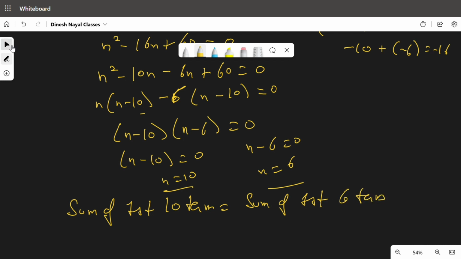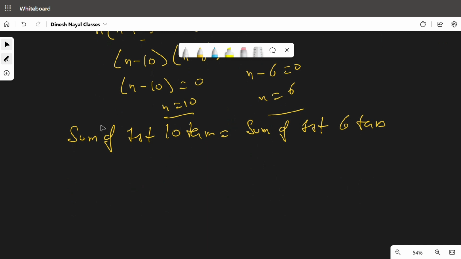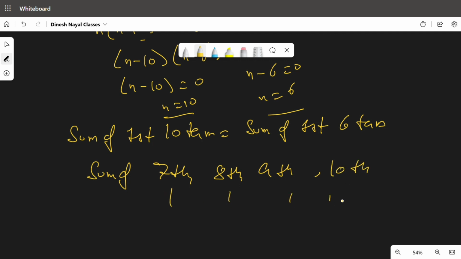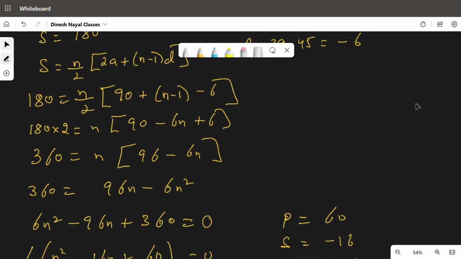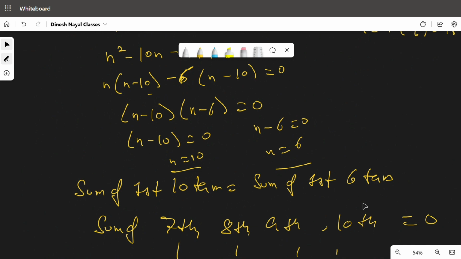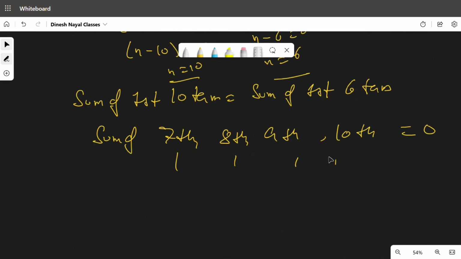So that means the sum of the 7th, 8th, 9th, and 10th terms, if you add these terms, you will get the answer as 0. Because as you can see, the AP is actually decreasing, there might be some terms which have negative values, like the 9th and 10th terms. So that negative plus these two positive will make 0. So that is the reason for the double answer.